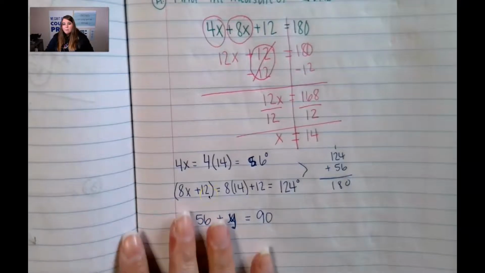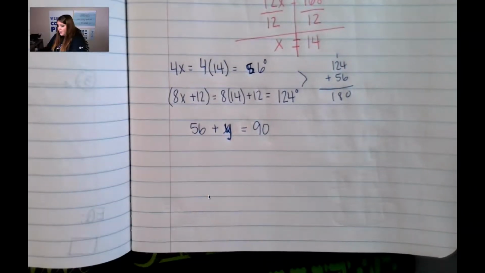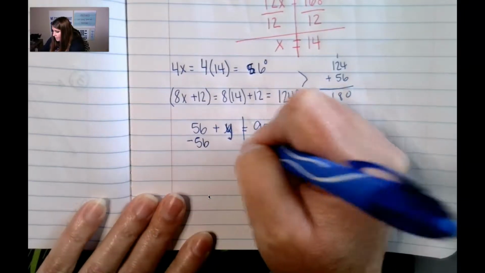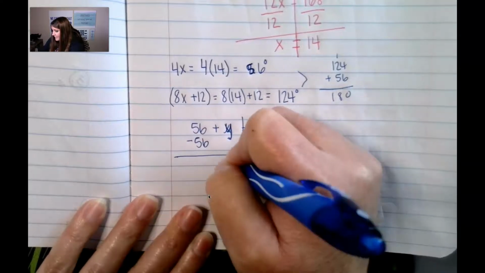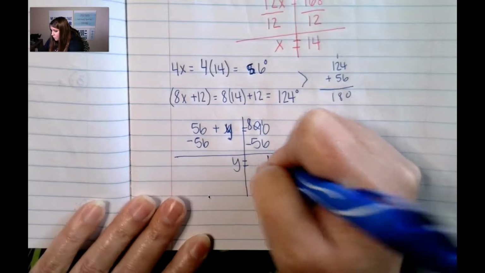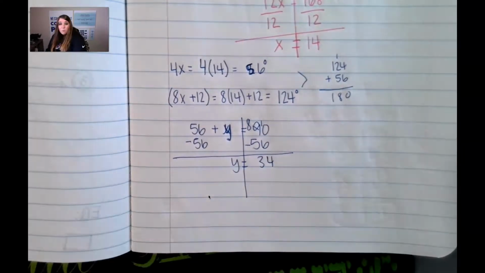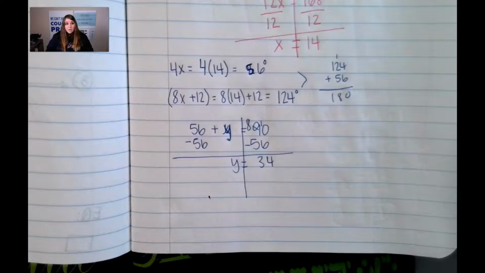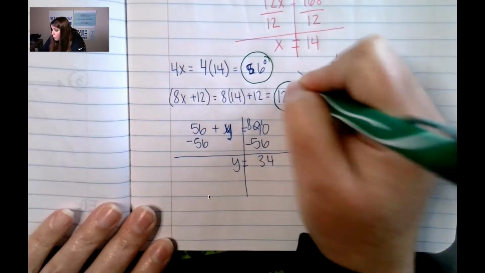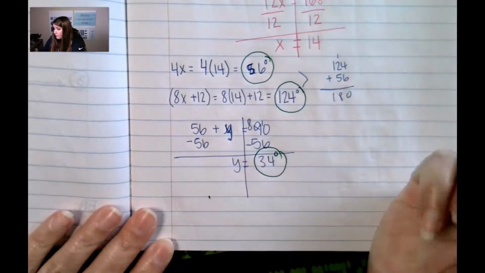Okay, so now we're going to draw our line and we're going to subtract 56 from this side, and this leaves us with Y. So 10 and 8, that's 4 and that is 34. So Y equals 34 degrees. Okay, so we have 3 different angles now. We have a 56, we have a 124, and we have a 34 degree angle.